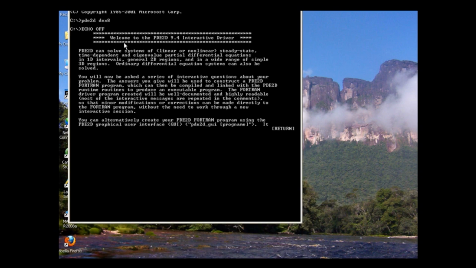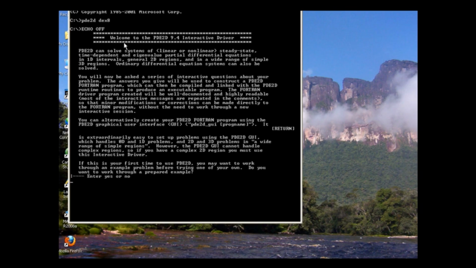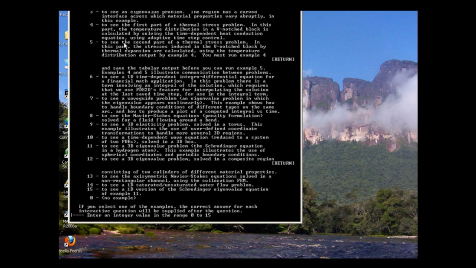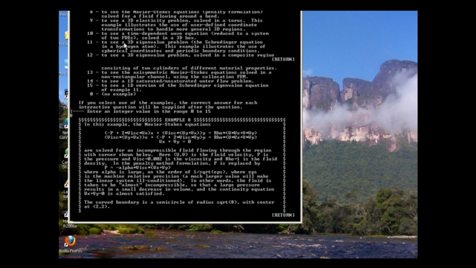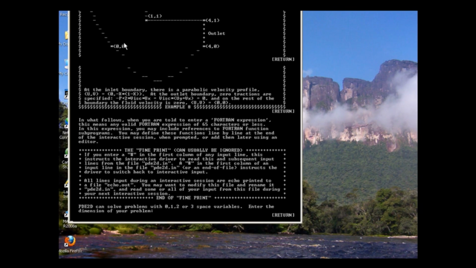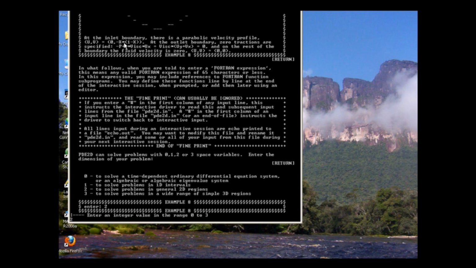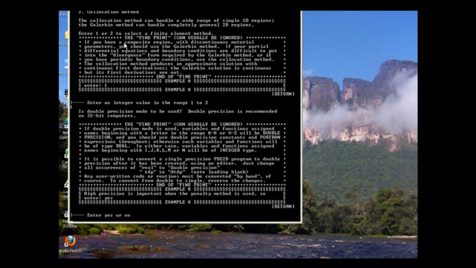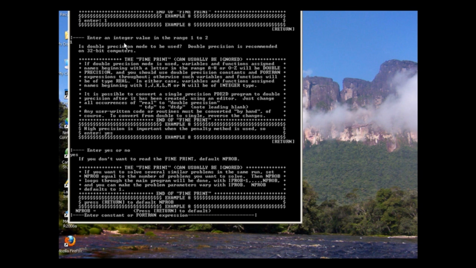The interactive driver has 15 prepared examples. If you choose one of these, it will give you not only the questions but the answers. We're going to choose example 8, which is a fluid flow problem. A fluid is flowing through a pipe around a bend. We use the Navier-Stokes equations with a penalty method formulation. It's a 2D problem. We have to use the Galerkin method because of the region. We want double precision.